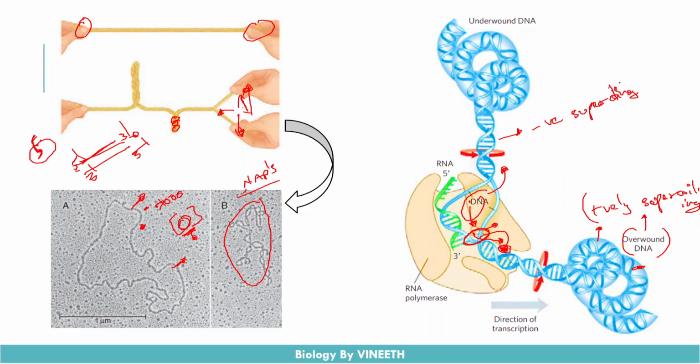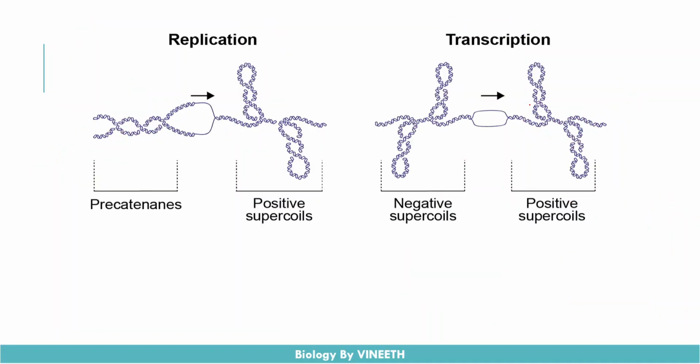Okay, so this kind of underwinding creates the negative supercoiling in the DNA, and we often refer to this DNA as the underwound DNA. This is what happens whenever the replication fork or the transcription fork runs in the 5' to 3' direction, or the forward direction.